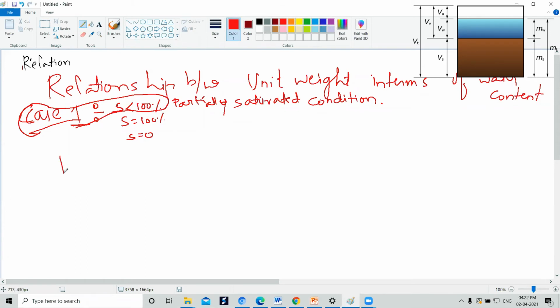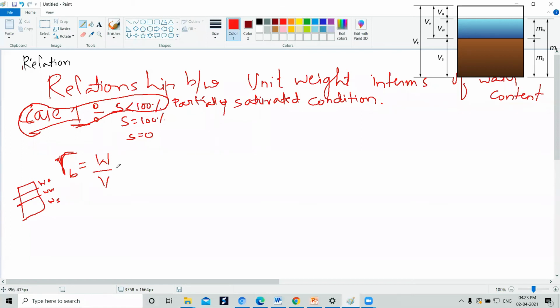Now I will be going with unit weight. Unit weight means we'll give the symbol like this, mass per unit volume. Bulk density, bulk meaning field density. Bulk density is equal to what? Weight divided by volume, right? Now weight, in the 3 phase diagram you saw, there were WA, WW and WS. Right.